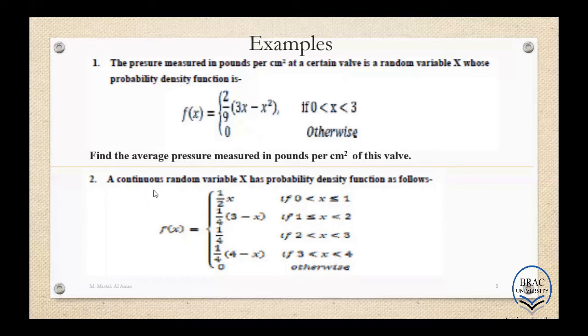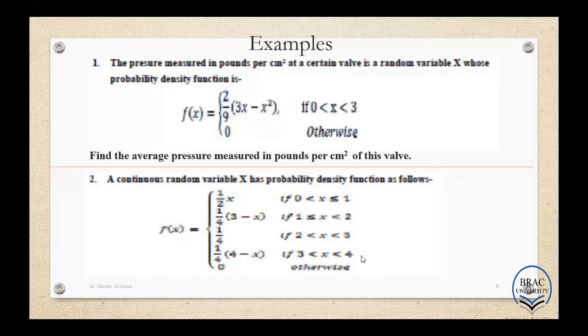The next example, see here, another continuous random variable x has the probability density function. Here we have different functional forms for different intervals. When x lies between 0 to 1, the functional form is half of x. When x lies between 1 to 2, the functional form is 1 by 4 times 3 minus x. When it is 2 to 3, it is 1 by 4. When it is 3 to 4, it is 1 by 4 times 4 minus x, and otherwise 0.